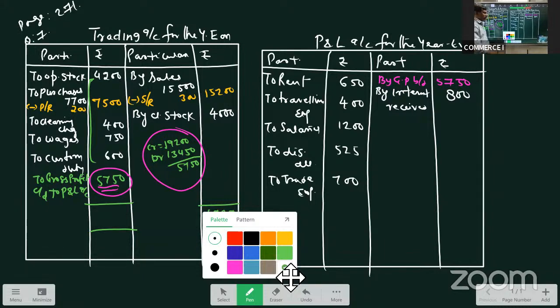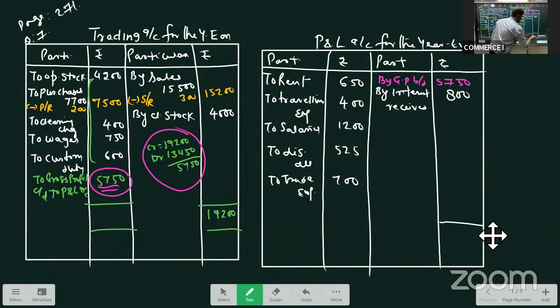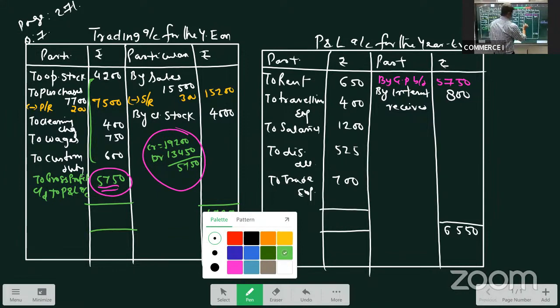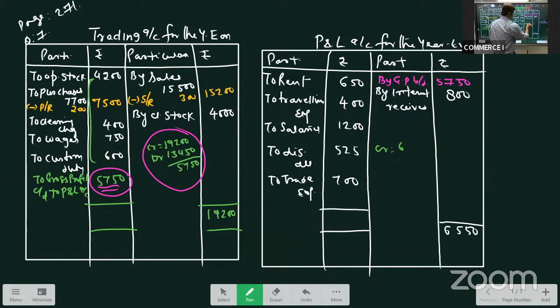Now let us balance our profit and loss account. Let us see how this would appear after balance. What is the total we have here, you see? The total is 6,550 on the credit side. P&L credit side 6,550. See what is the total on the debit side?